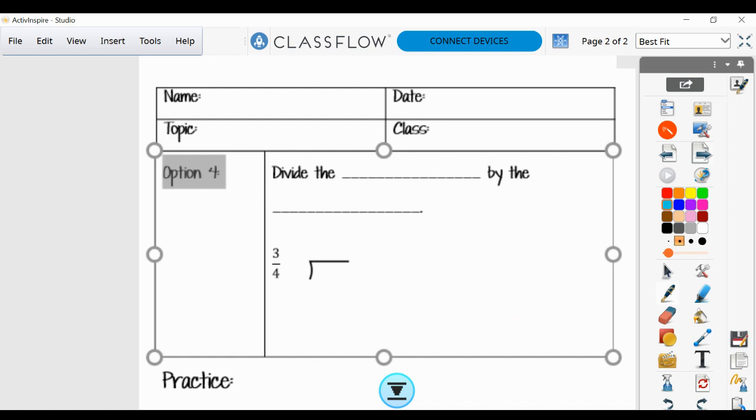All right, so we're gonna put our names right here. You guys fill in the date. It's fractions to decimals.